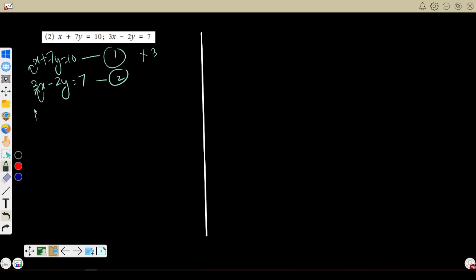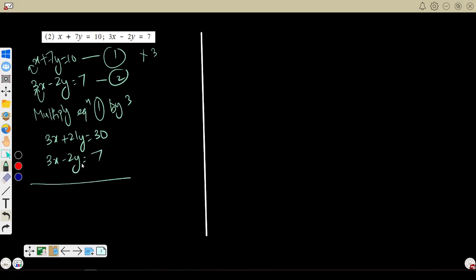So to solve this, what we do is, we multiply equation 1 by 3. Equations will be modified. First equation will turn out to be 3x plus 21y is equal to 30, and the second equation will remain as it is, 3x minus 2y is equal to 7. Now observe this, the coefficient of x is same, so I will subtract the equations.